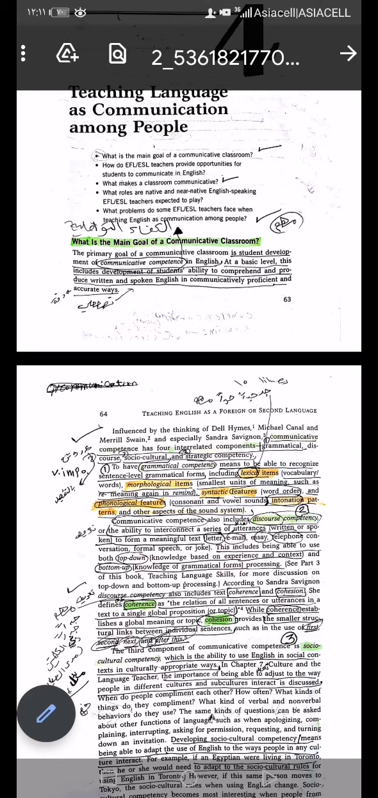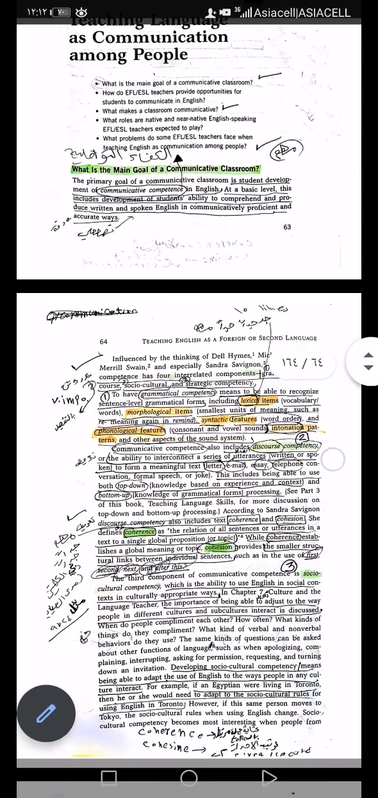She defines coherence as the relation of sentences in a text or a topic, while cohesion establishes a global meaning, the unity of the topic in general, and provides smaller structural links between individual sentences.